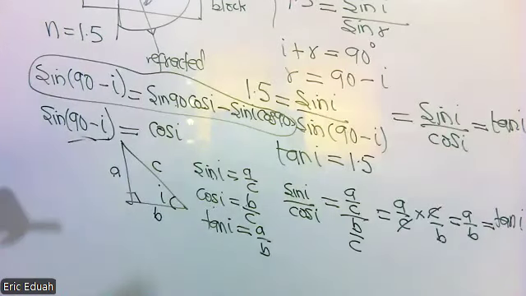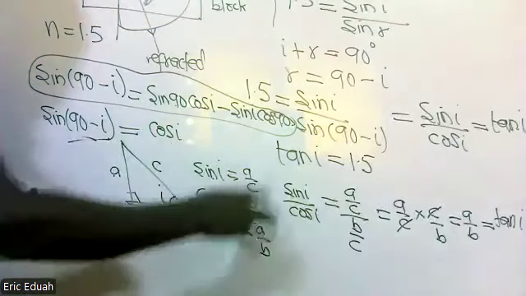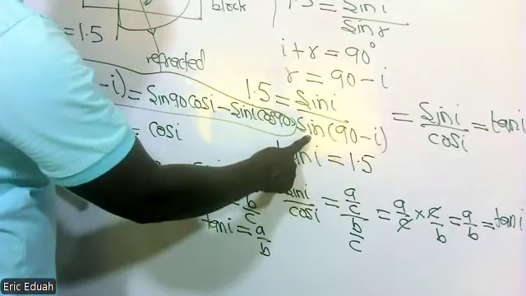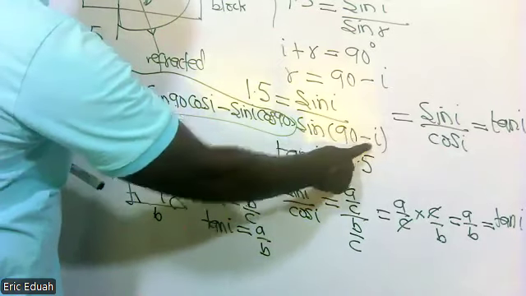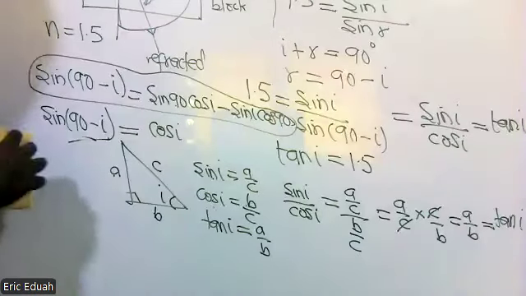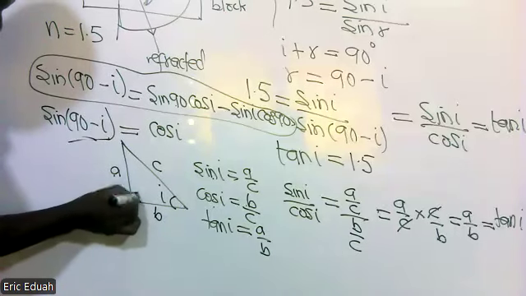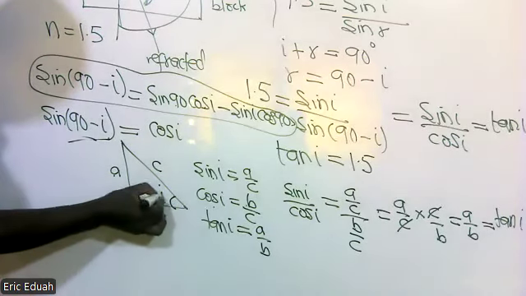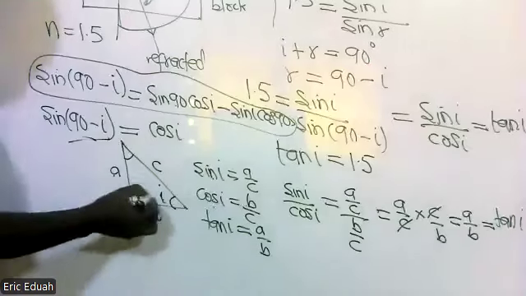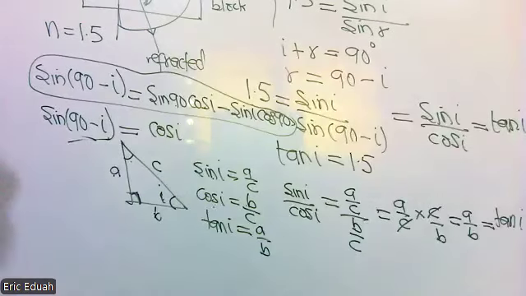Or another way out is that we want to understand further, apart from expansion of this, why sine of 90 minus I is equal to cos I. Another explanation to that is that if this is 90 and this angle is I, what will be this angle? Class, if this is 90 and this is I, what will be this angle? Anybody?